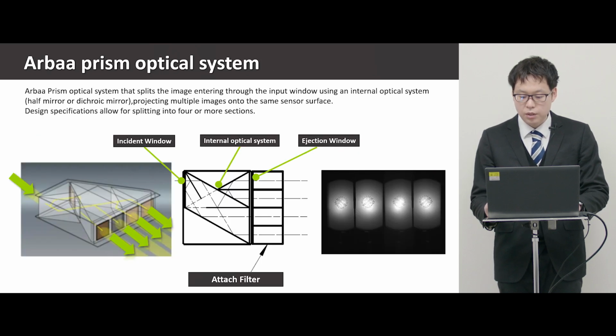Next, I will introduce the alpha prism. This prism optical system divides the image entering through the input window into four parts using the internal optical system with a half mirror or dichroic mirrors, and projects multiple images onto the same sensor surface. By attaching separate bandpass filters to the output window, simultaneous measurement of specific wavelengths is possible.